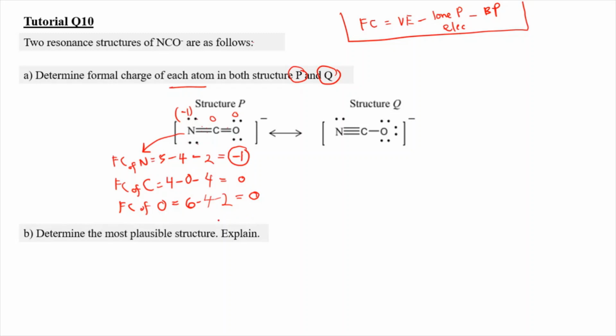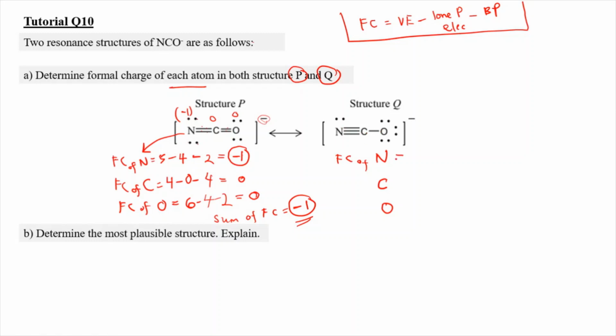So the summation of the formal charge gonna be negative 1 plus 0 plus 0 gonna be minus 1, which is the same as the charge of the polyatomic ion. And now for structure Q, the similar thing, we need to calculate the formal charge of the nitrogen, carbon, and oxygen. The difference between both of them is the double bond as well as the triple bond here. So it has two double bonds, a triple bond, and one single bond.